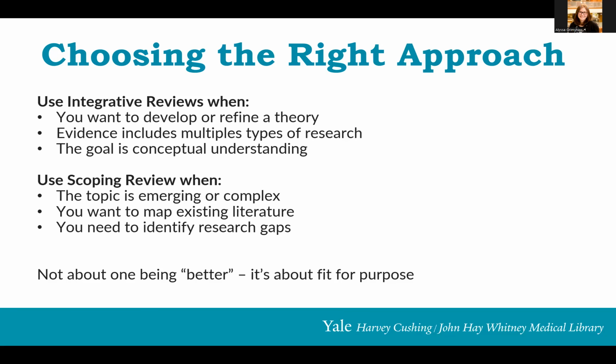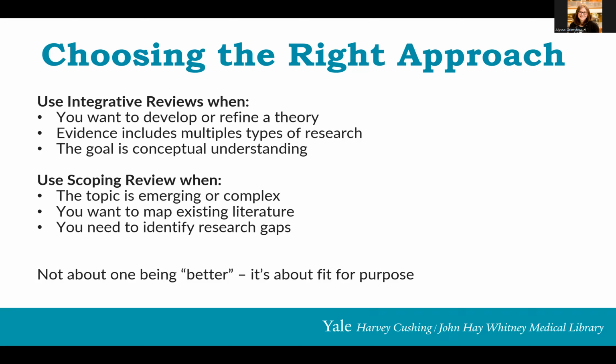So, choosing the right approach. An integrative review is useful when your goal is conceptual development. For example, if you want to understand how different types of research contribute to a broad theory or model, integrative review is the one for you. A scoping review is more appropriate when you need to map what evidence exists, especially in emerging areas where research is not yet clearly organized.